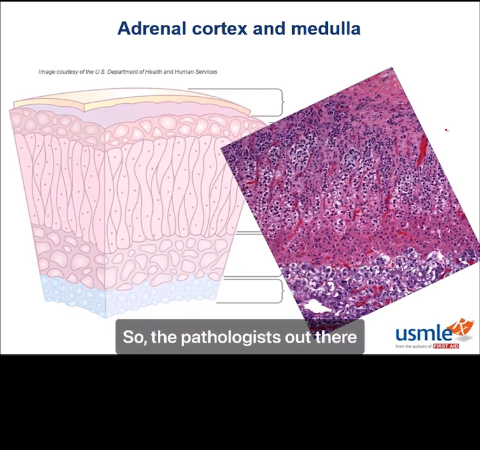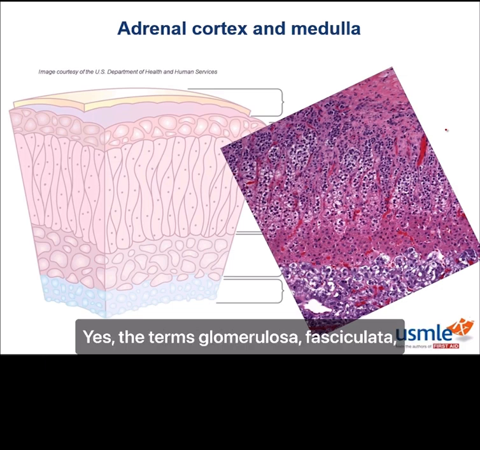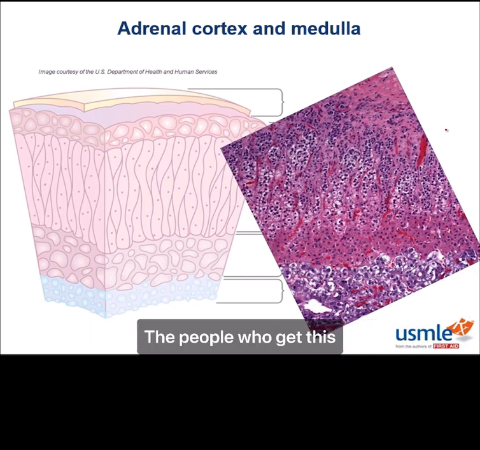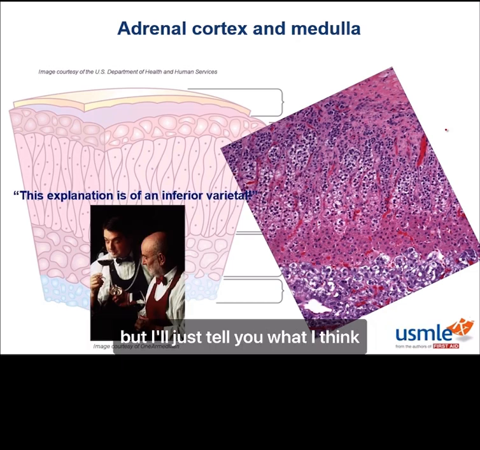So, the pathologists out there will probably not like my explanation for this, so I'll go ahead and address this right off the bat. Yes, the terms glomerulosa, fasciculata, and reticularis apparently refer to the histologic appearance of the cortical layers, and no, I've never been able to see it. The people who get this are probably just more sophisticated than I am, but I'll just tell you what I think is the easiest way to tell these apart.